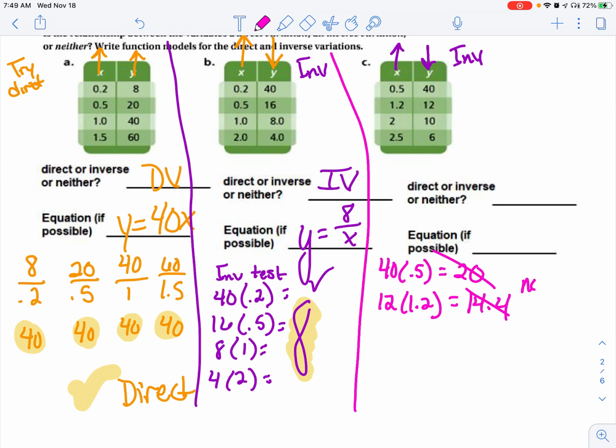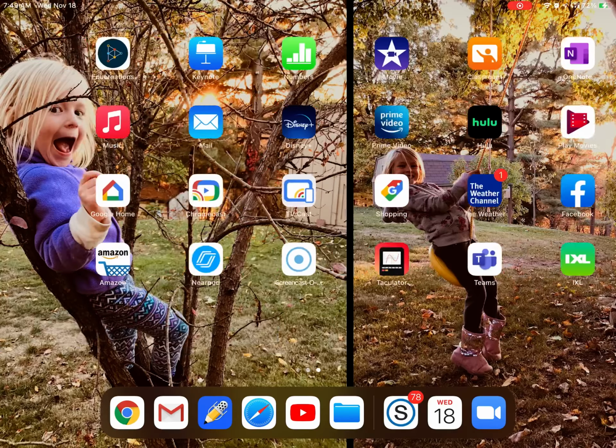It's not inverse. Just to play it safe, we could definitely check direct variation if we wanted to. Real quick, we could do our y's and divide by our x's. Let's see, 40 divided by 0.5 is 80. And I could do 12 divided by 1.2. I'm going to need a calculator for that one.